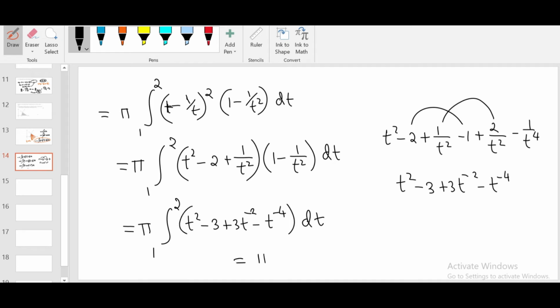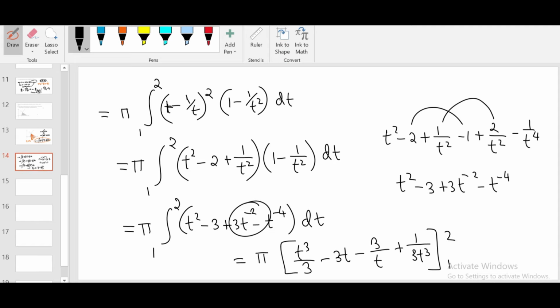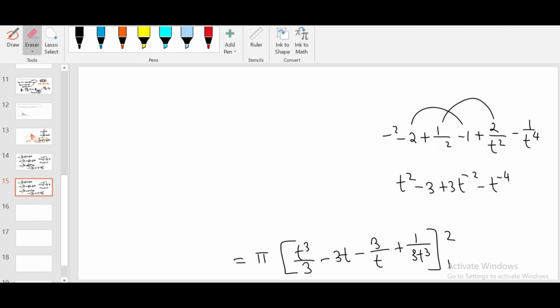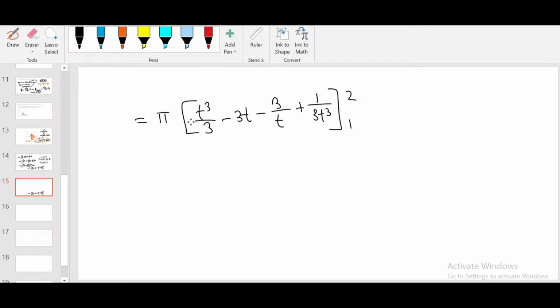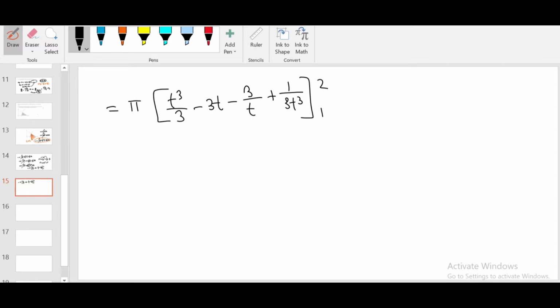Integrate it now. Pi, t square becomes t cube by 3, 3 becomes 3t, t power minus 2 becomes t power minus 1 by minus 1, which is minus 3 over t. T power minus 4 becomes t power minus 3 by minus 3, which is minus 1 over 3t cube. Sub in the upper limit and lower limit. So I'm going to sub in the upper limit minus lower limit.